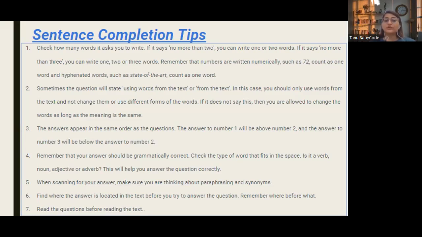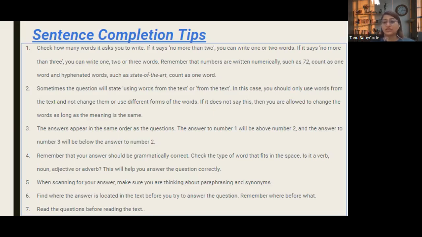Sometimes the question will state using words from the text. In this case, you should only use words from the text and not change them or use a different form of the words. Always write the answer from the text. If it does not say this, then you are allowed to change the word as long as the meaning is the same. But if they say that you have to write your answer using words from the text, you have to use the same word.